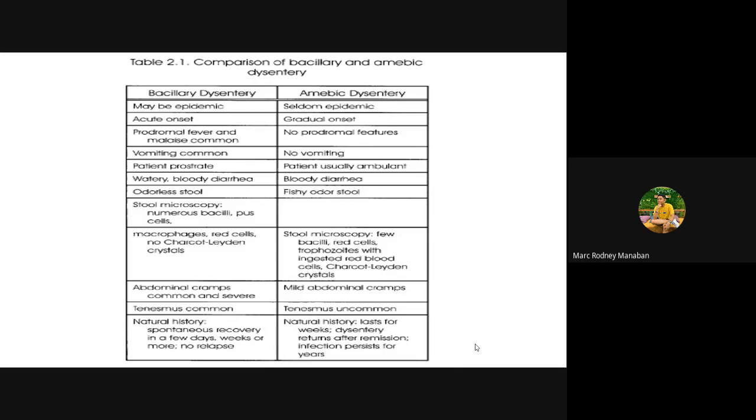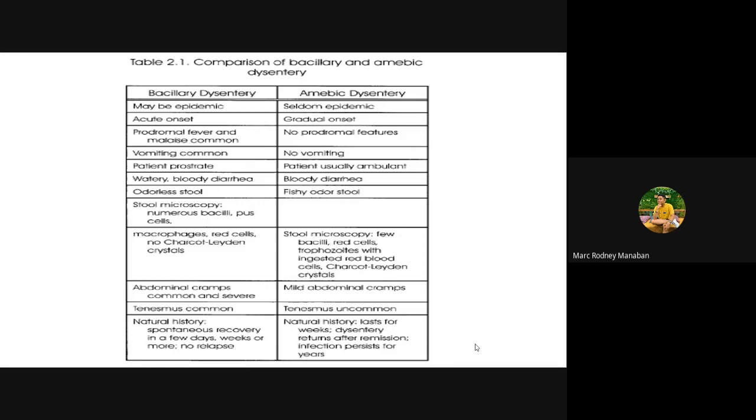For EHEC, what is the serotype of this enterohemorrhagic E. coli? What serotype of E. coli is EHEC? Okay, O157:H7. Very good. E. coli O157:H7. So that's your EHEC.